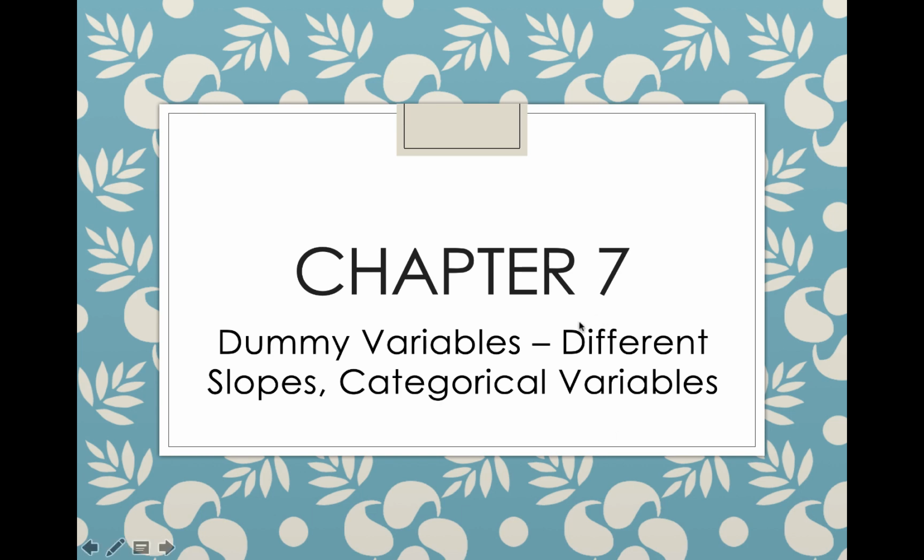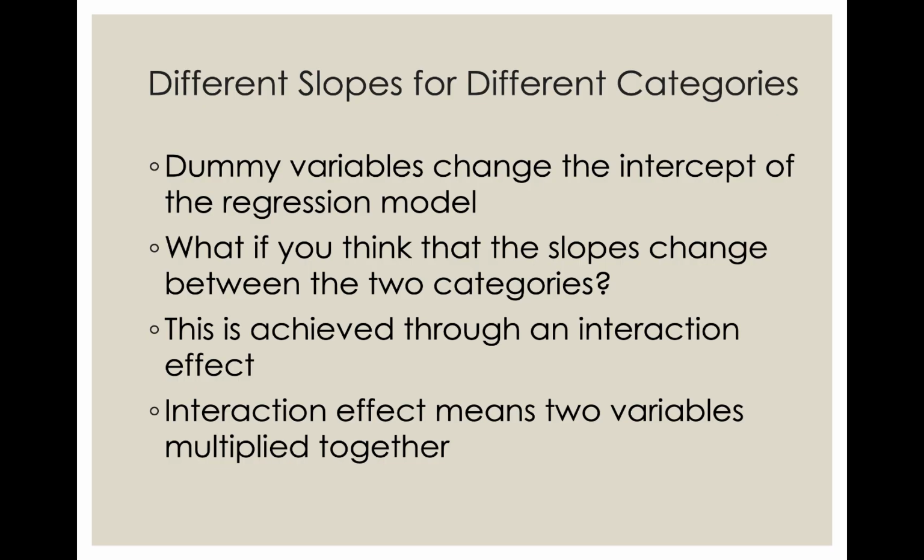Welcome to Chapter 7, Dummy Variables: how to use dummy variables to get different slopes, and then a quick discussion of categorical variables. In a previous lecture, we discussed how to use dummy variables to get different intercepts for your regression model. In this lecture, we're going to talk about how to get different slopes. What if you think that the slopes are different between your categories? How are we going to accomplish this?